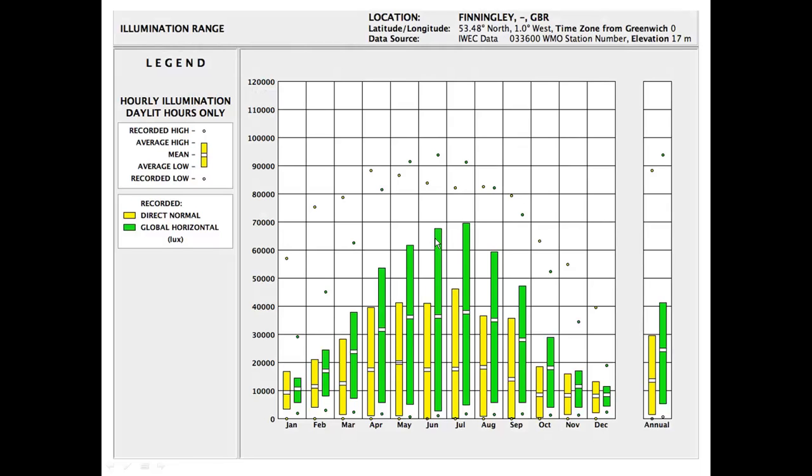So if we go to the middle of summer and we look at the green bar, the graph is telling us that the range of illuminance levels we can get in summer will range from right down here at about 2000 lux all the way through to about 70,000 lux, with a recorded high up at about 95,000 lux. So a huge range, because as you'll experience while you're living here, we can go from a day like this when it's quite sunny, quite bright, to heavy dark clouds, and that illuminance level drops dramatically.